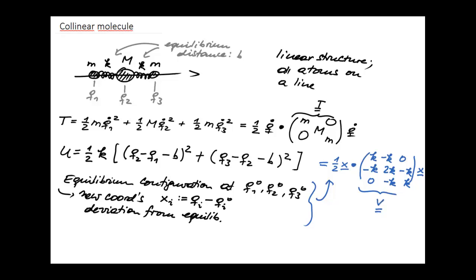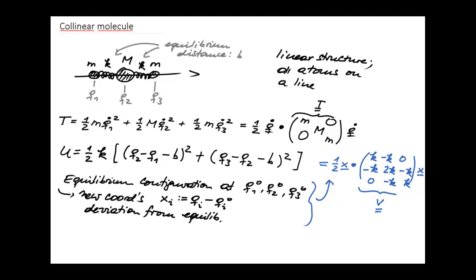I would encourage you to check at home that this is true. So simply insert the definition of x and perform the matrix multiplication and evaluate the scalar product and verify that this agrees with the expression that we have on the left-hand side for the potential energy. So just a little bit tedious, but it's straightforward to just evaluate the scalar product.